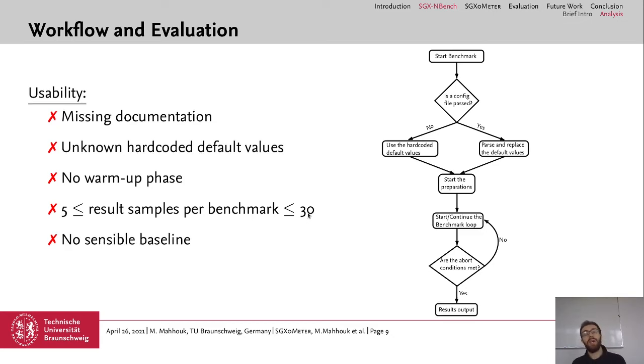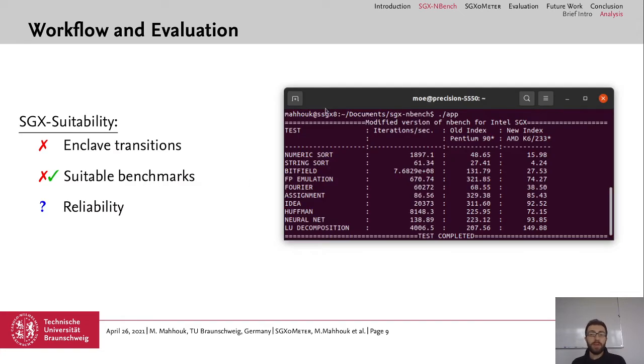At the end, the results will be outputted in textual form, but there is no sensible baseline to compare with. They do not offer a baseline for comparison. Here's a snapshot of how the output could look. In this column, you see the performance of the current machine for the 10 benchmarks that are run. The third and fourth columns are hard-coded values taken directly from the original NbenchByte.